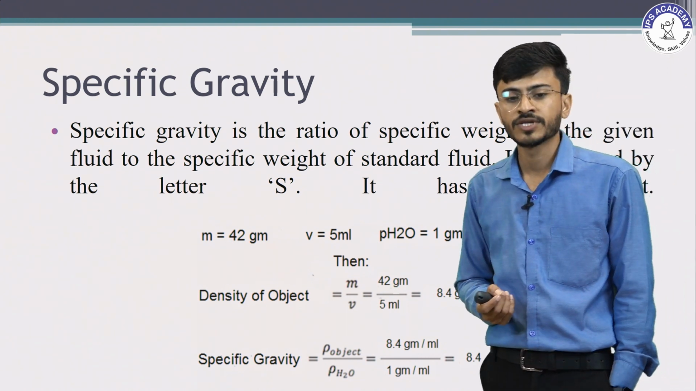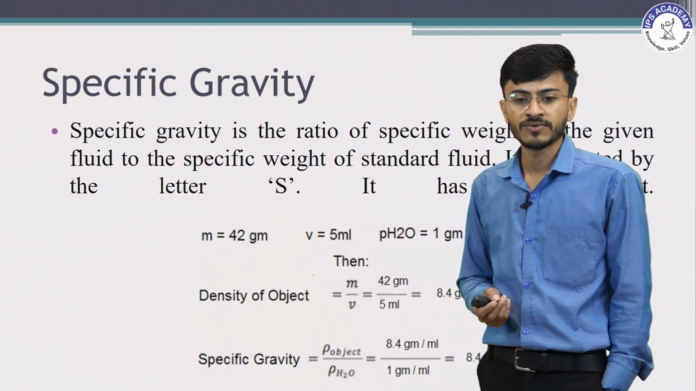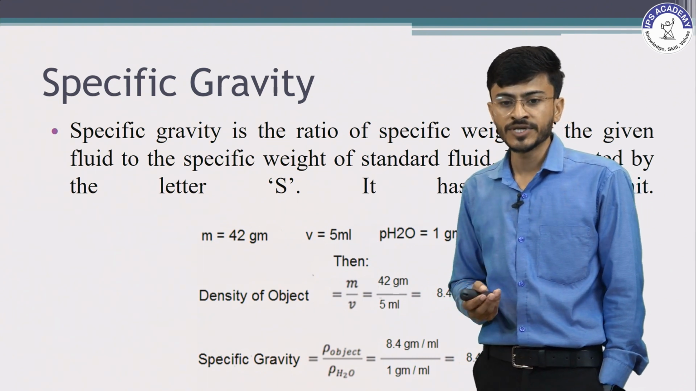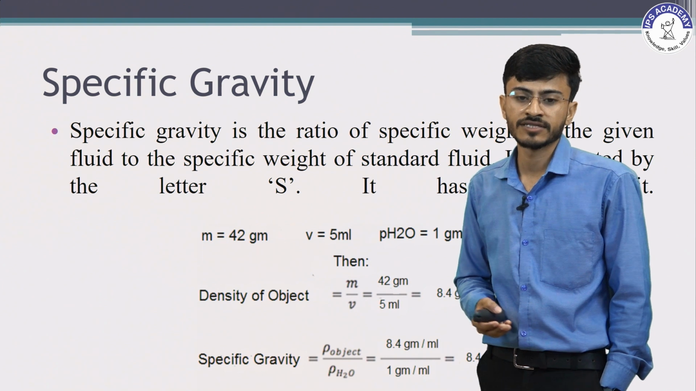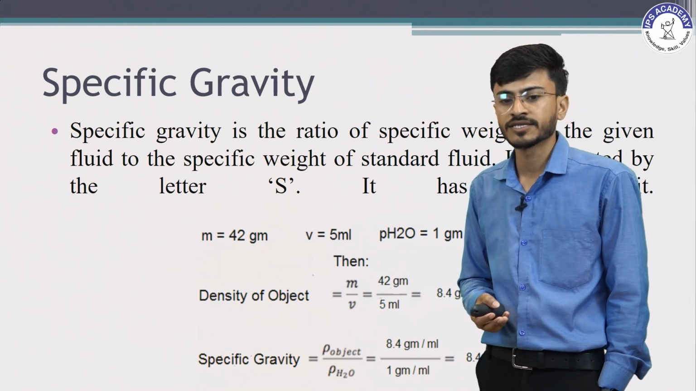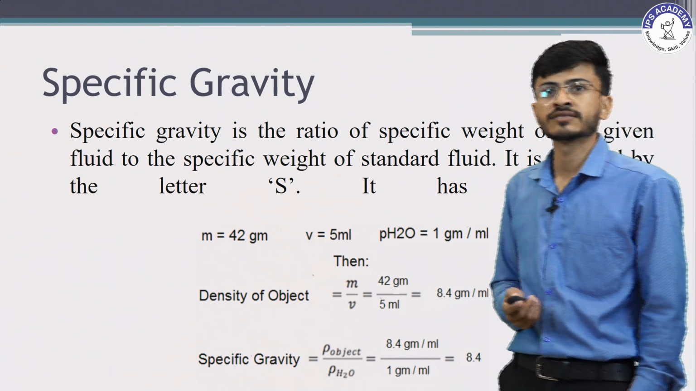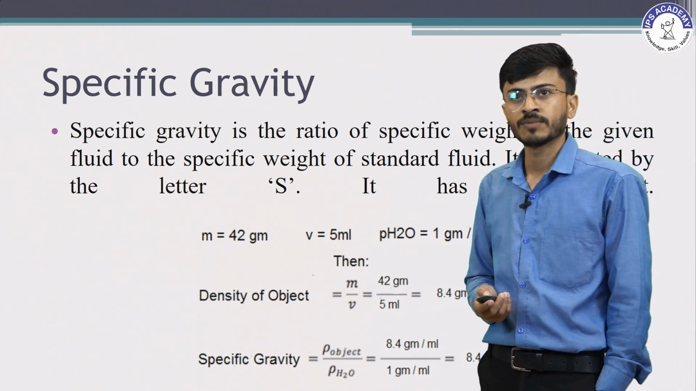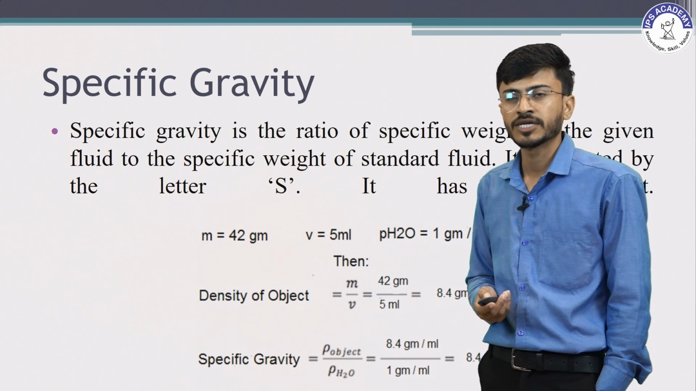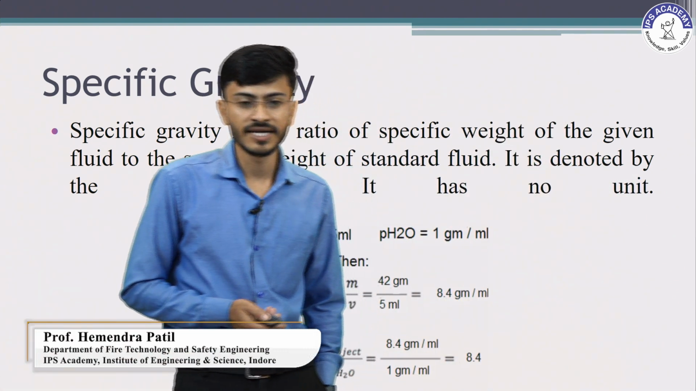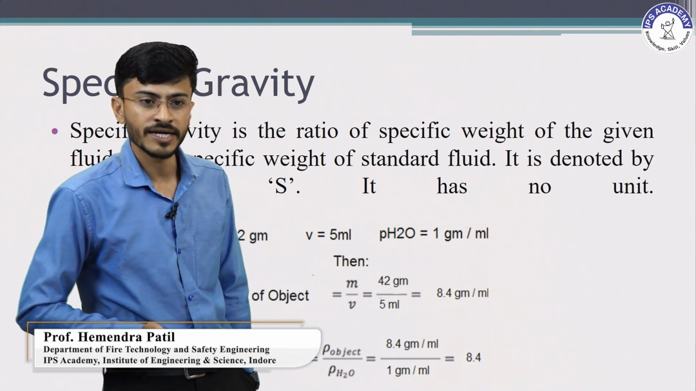So if we want to know the specific gravity, we have to divide the density of the object by the ideal fluid, or if we take the ideal fluid as water, then we divide by the density of water. So density of object divided by density of water, 8.4 gram per ml divided by 1 gram per ml, is 8.4. So the specific gravity of the object will be 8.4 here.